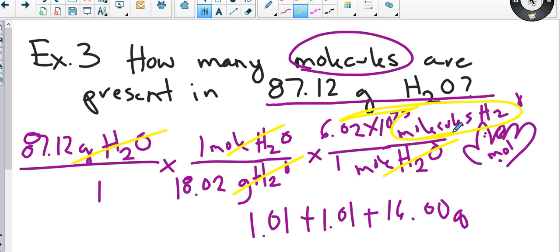Alright, now listen to me. When you put this in your calculator, you're going to go 87.12 times, parentheses. Anytime you have something with exponents, you've got to use parentheses. Parentheses, 6.02 times 10 to the 23rd, close the parentheses, hit equals, divided by 18.02, equals. Try to do that. I'll get the answer and write it up here, make sure we get the same thing.